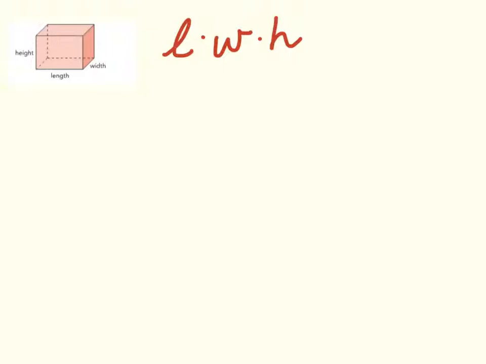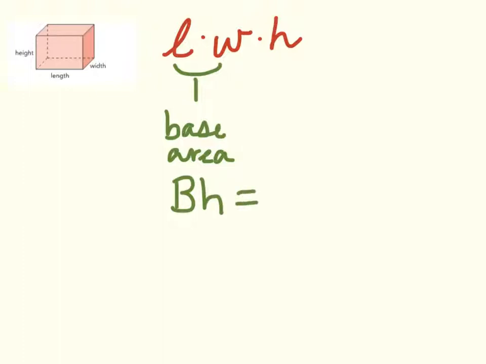We can use another formula to find the volume of any prism. For the rectangular prism shown here, we know we can find the volume by taking the length times the width times the height. Since length times width is also equal to the area of the base, we now see that we can create a new formula, which is area of the base, which we'll give as capital B, times height equals volume.